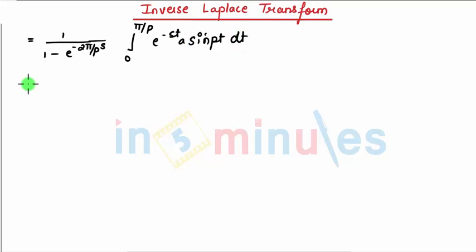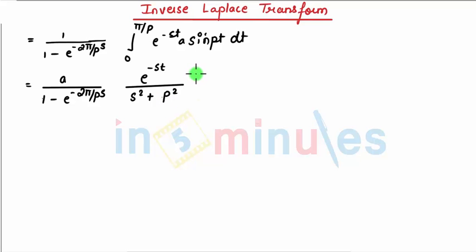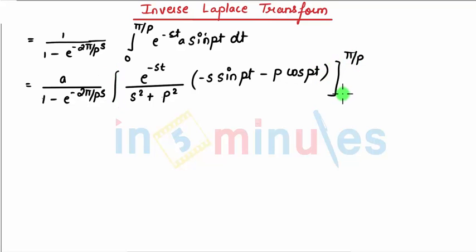I take the constant outside, a divided by 1 minus e raised to minus 2 pi by p s, and we have a formula for the integral of e raised to ax sin bx. That comes as e raised to minus st divided by s square plus p square, and then further minus s sin pt minus p cos pt. Our limits are pi by p and 0.